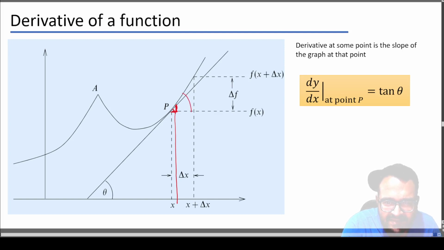The gap between these two angles, between this angle, which is an ideal straight line, and the function, how the function changes, increases as you make your delta x bigger and bigger. But as you make your delta x smaller and smaller, the two thetas are the same. So the derivative is the slope of the graph at that point. So dy/dx at point P is tan theta at point P. It's the slope of the graph at this point.